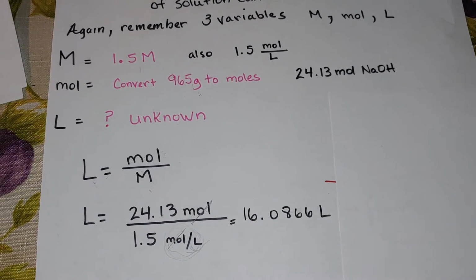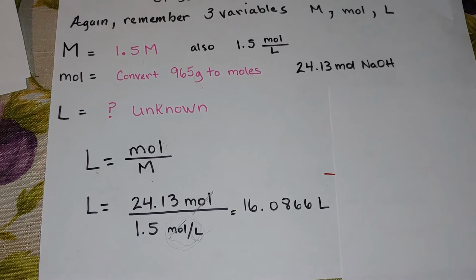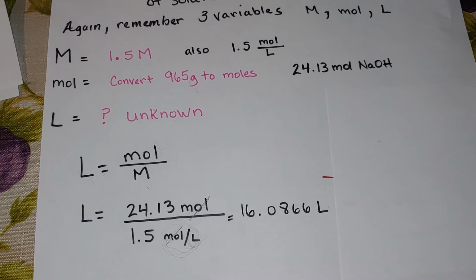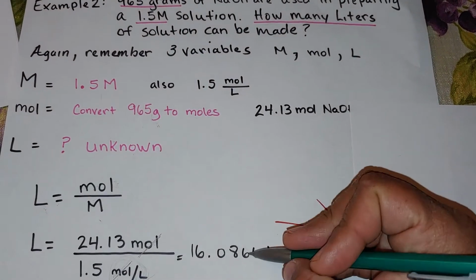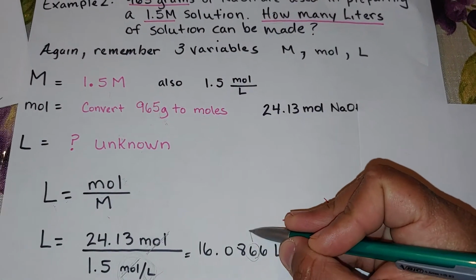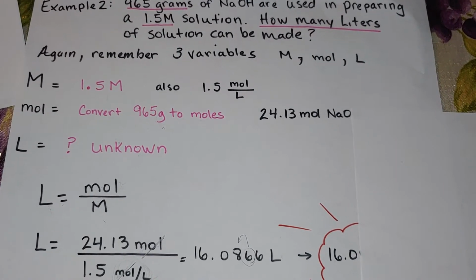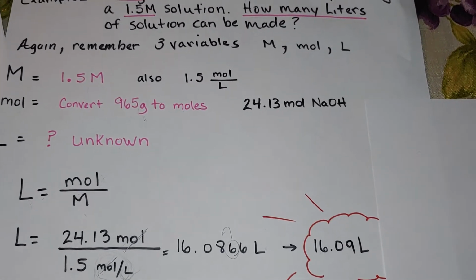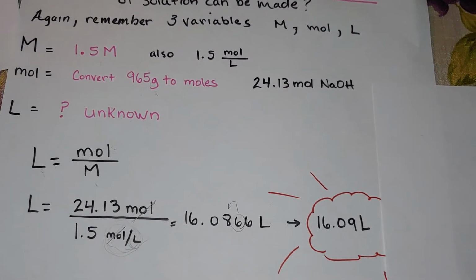Once I do that, I calculate and get some number like 16.08666. It keeps going, liters, right? Like I said, I like rounding to the nearest hundredth, so this 6 kicks up the other number here, making it a 9, because it's greater than 5. So I'm going to round it to 16.09 liters. And that's my answer.